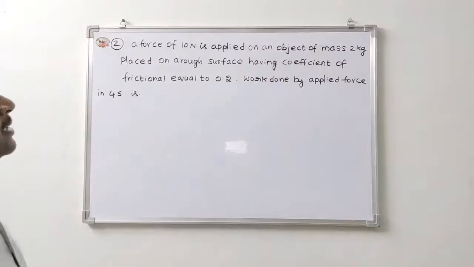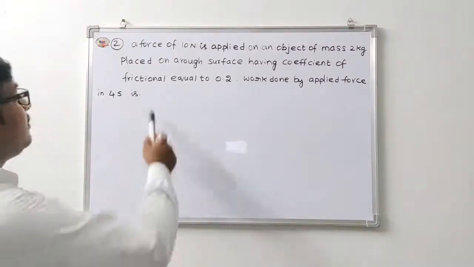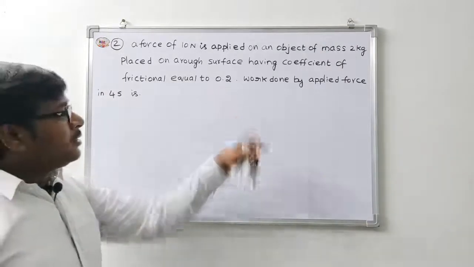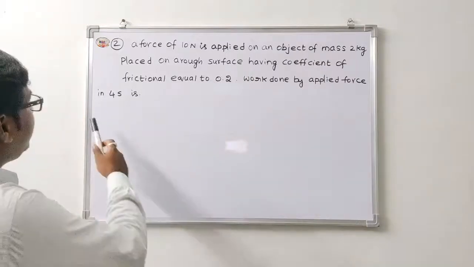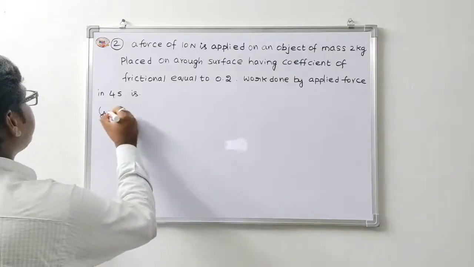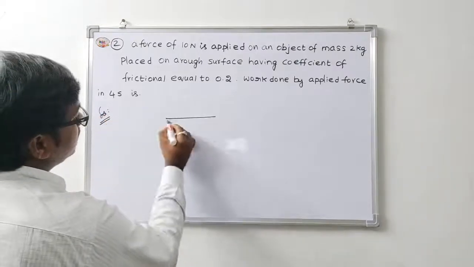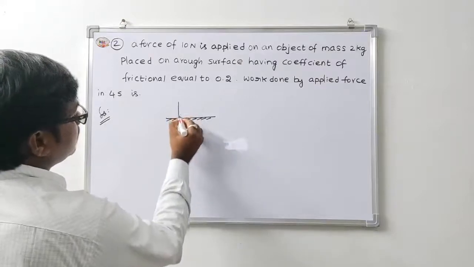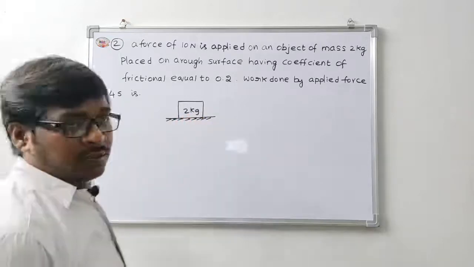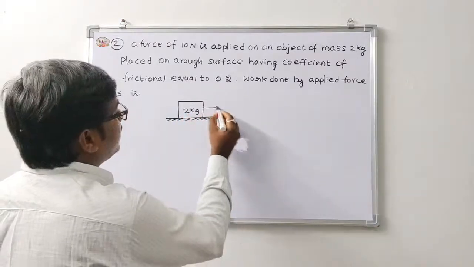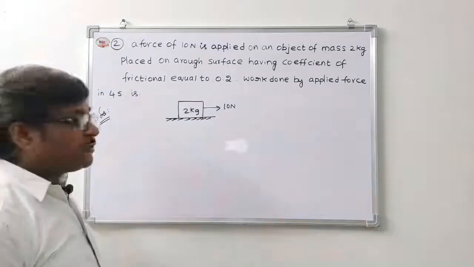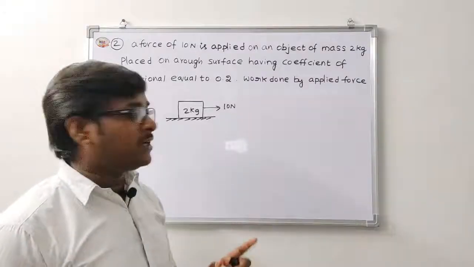A force of 10 Newton is applied on an object of mass 2 kg placed on a rough surface having coefficient of friction equal to 0.2. Then find the work done by the applied force in 4 seconds. This is the problem. First, draw the diagram: a rough surface, a body of mass 2 kg, and a 10 Newton force applied in the forward direction, that is the applied force F. One force acts in the reverse direction, that is the frictional force.